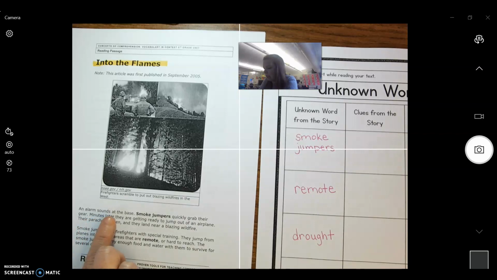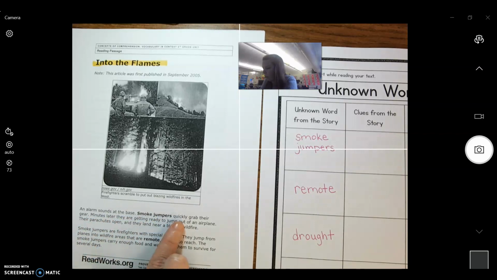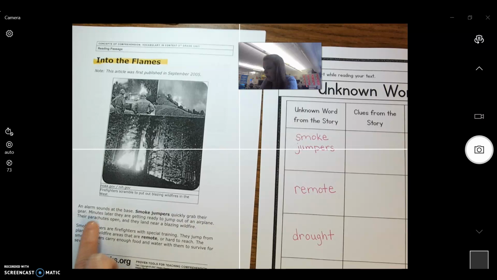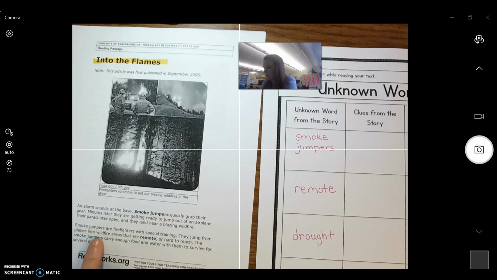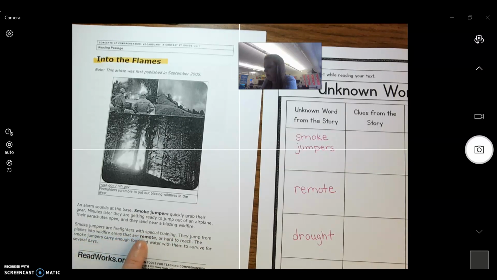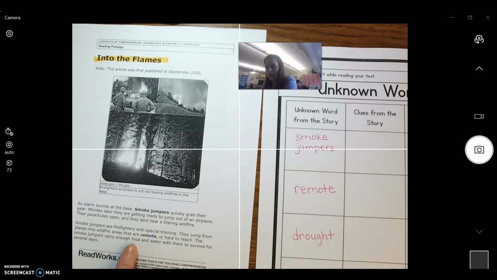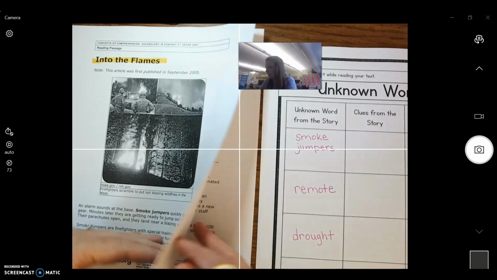An alarm sounds at the base. Smoke jumpers quickly grab their gear. Minutes later, they are getting ready to jump out of an airplane. The parachutes open, and they land near a blazing wildfire. Smoke jumpers are firefighters with special training. They jump from planes into wildfire areas that are remote or hard to find. The smoke jumpers carry enough food and water with them to survive for several days.